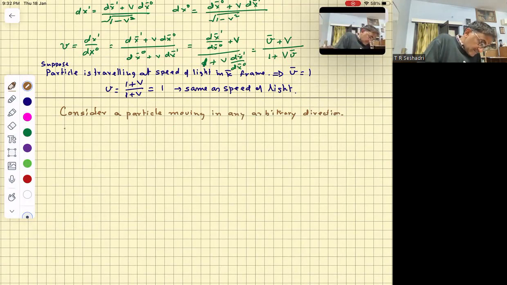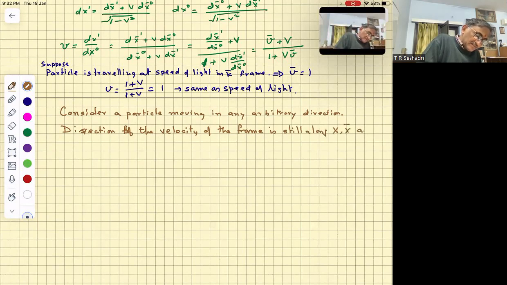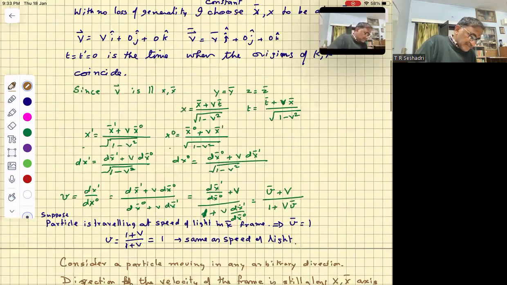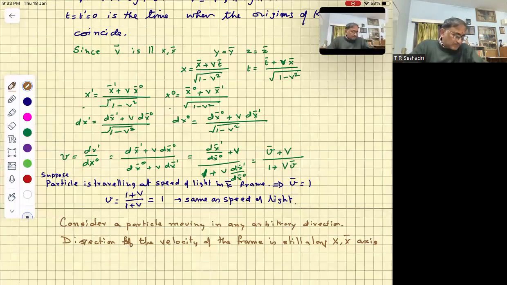Direction of the velocity of the frame is still along the x or x bar axis. So here I was saying that the velocity was parallel to the x axis, because I was taking y equal to y bar, z equal to z bar, and that was constant.